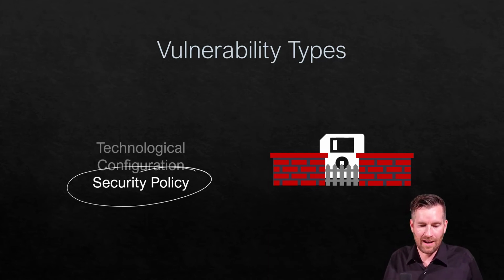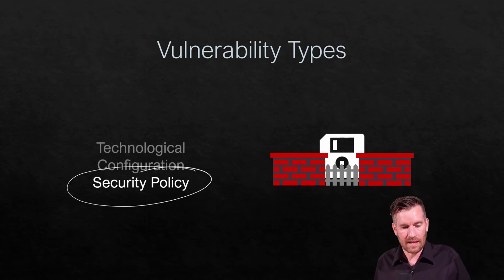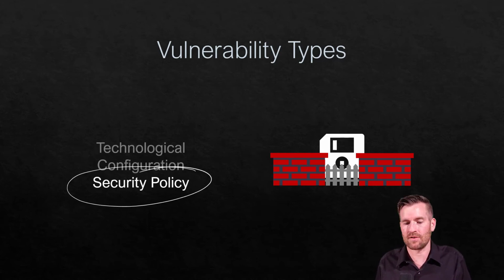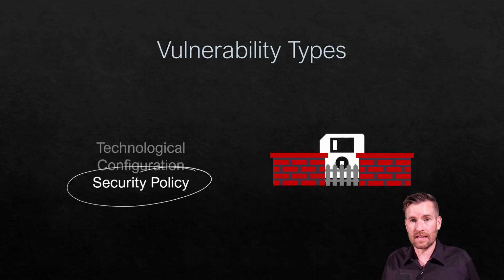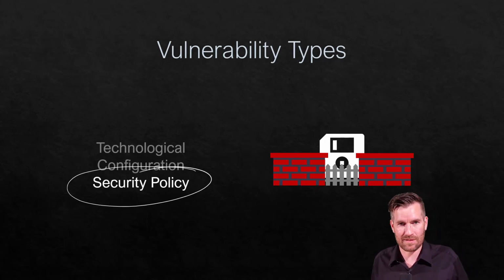And so out of these, I would rank configuration as probably the biggest problem I've seen at the places that I've worked. Lack of security policy would be the second, and then there's the technological, and we will get more into some of the technological issues with networking equipment and different protocols. So those are some vulnerability types.